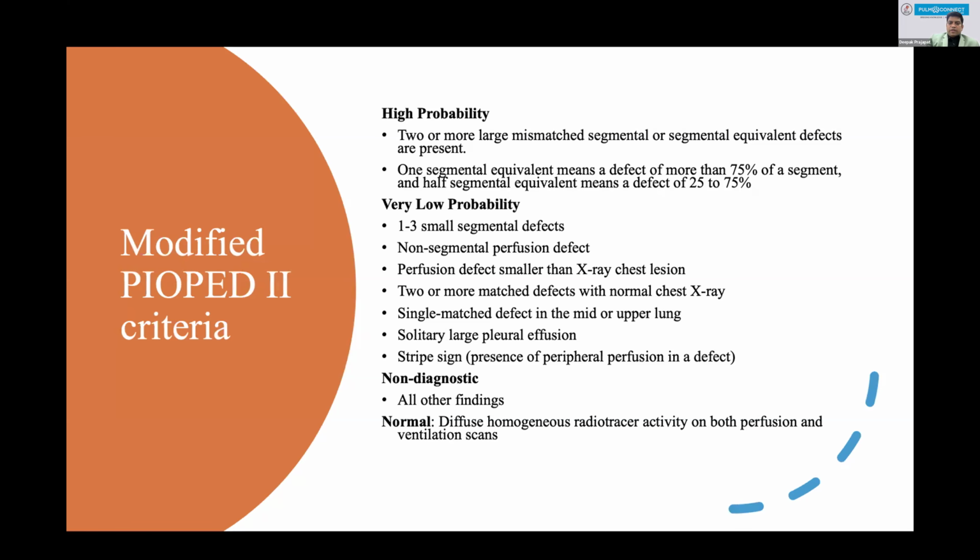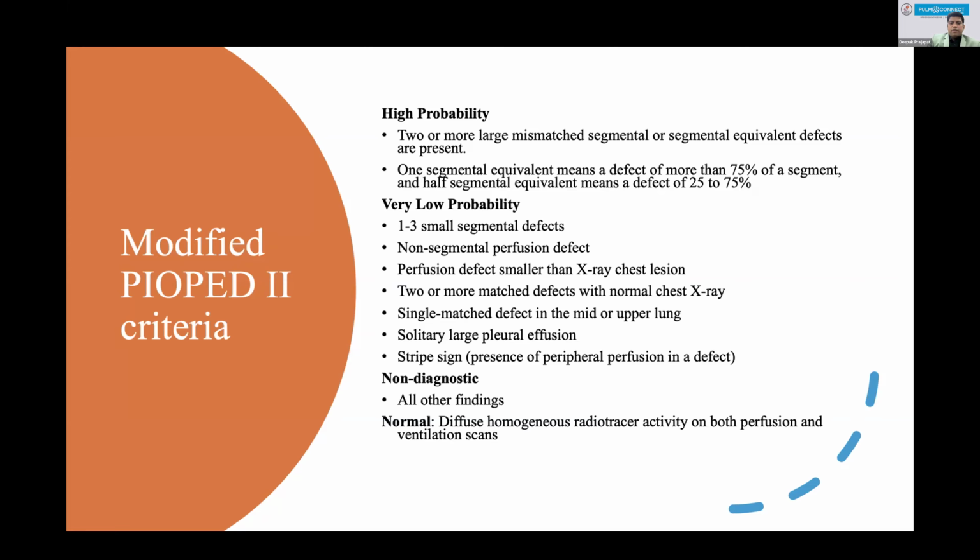The very low probability is when 1 to 3 small segmental defects are there, along with non-segmental perfusion defects, smaller than the X-ray chest lesion, 2 or more matched defects with a normal chest X-ray, a single matched defect in the mid or upper zone, a solitary large pleural effusion, or a stripe sign, that is the presence of peripheral perfusion in a defect.